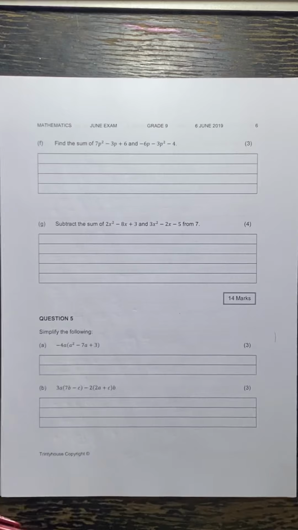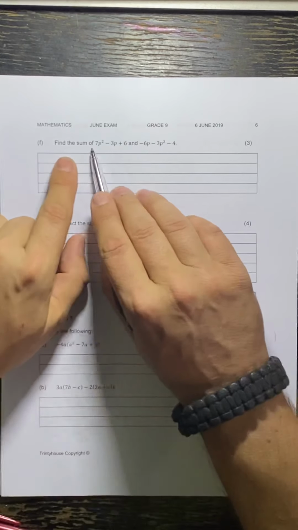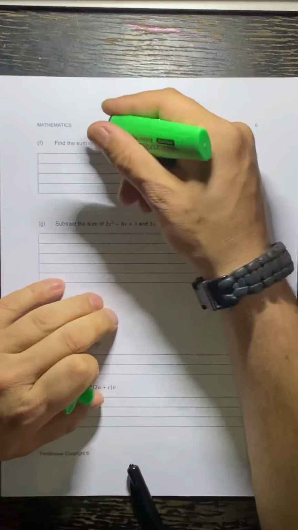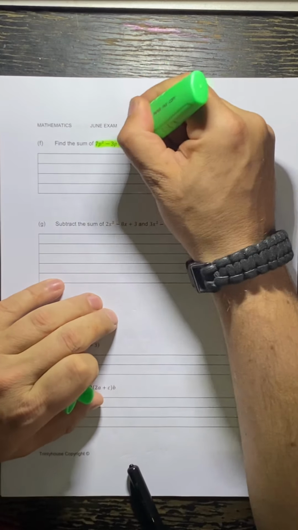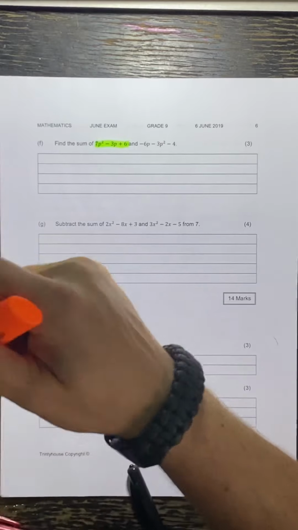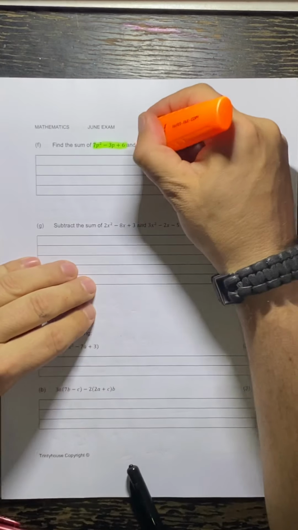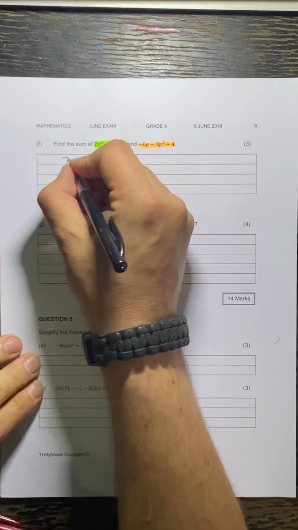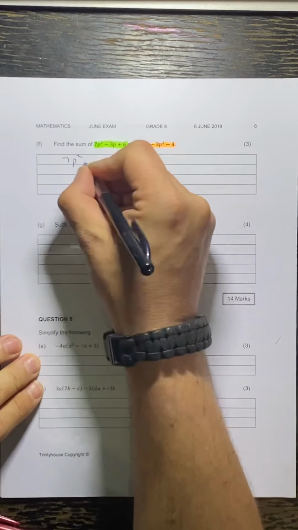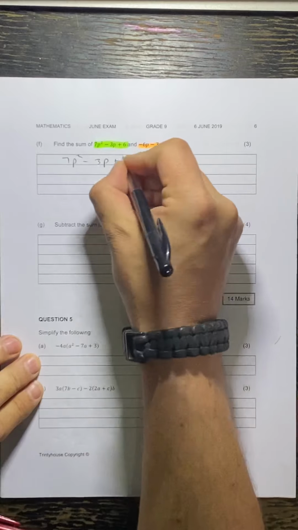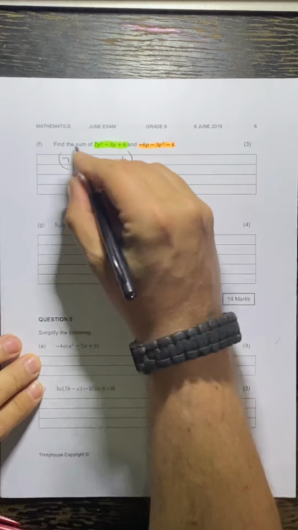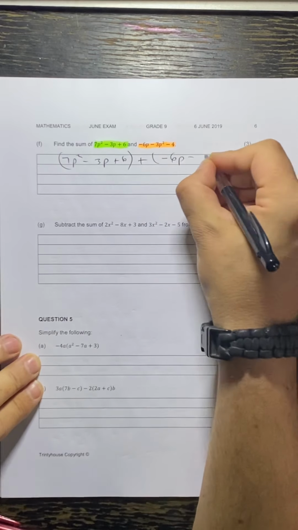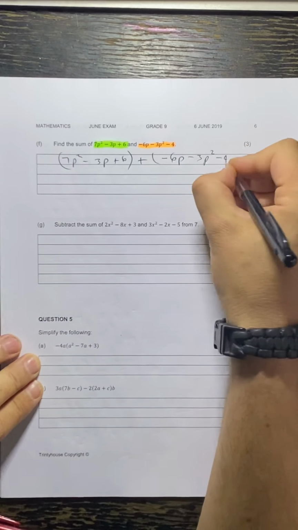All right, then find the sum of this and this. So we've got two expressions here that we are going to add. That one and that one. All right, so 7p squared minus 3p plus 6. Sum means plus, and now we're going to add this one, 6p minus 3p squared minus 4.